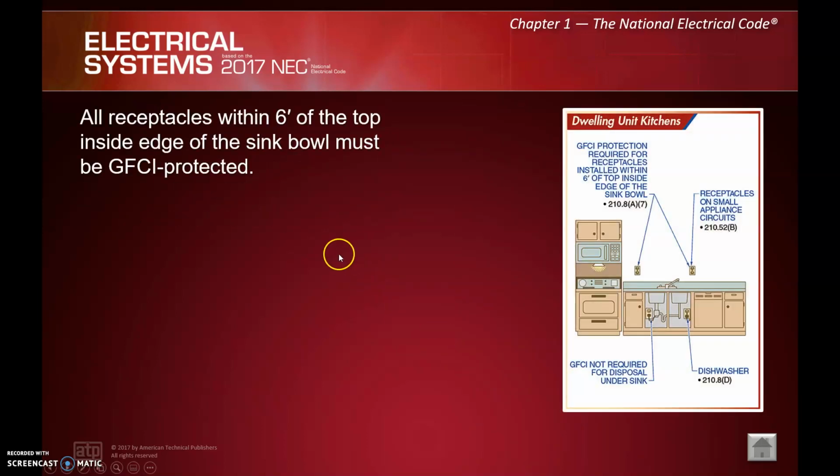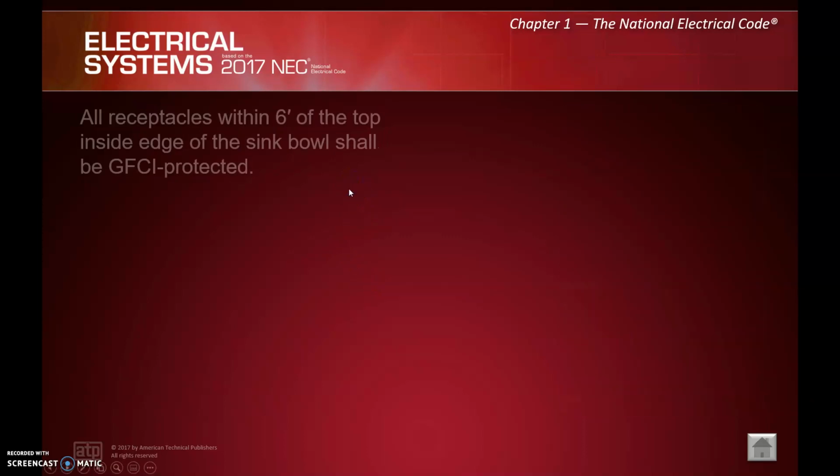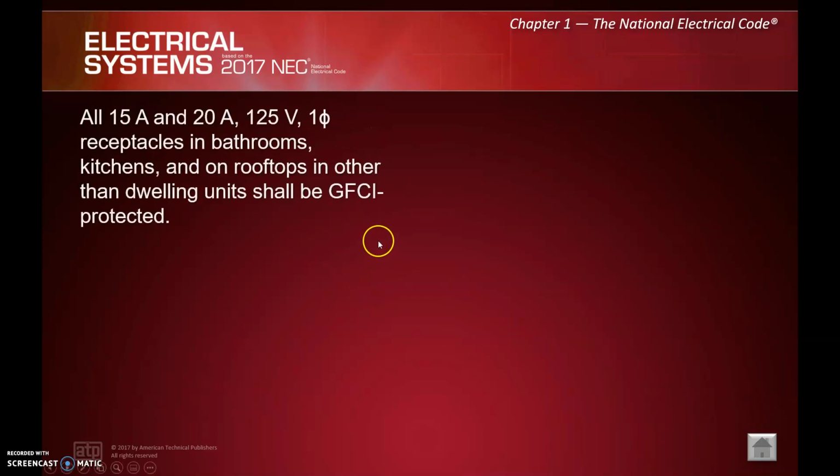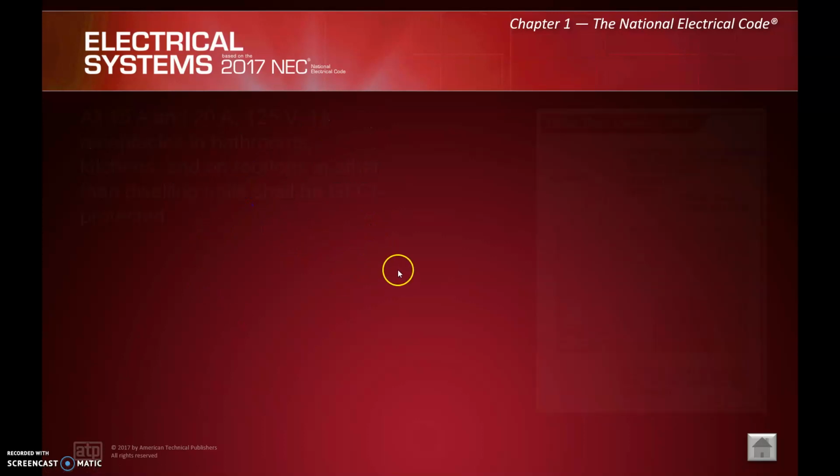Here they go within 6 foot of any sink. We should all know that. And that 6 foot is kind of almost think of like a wingspan. If you can stick your hand in the sink and reach a receptacle, it needs to be GFCI protected, right? And they do a nice job illustrating that here. It's the outside edge of that sink, right? Here we go again, telling us where we need these things.